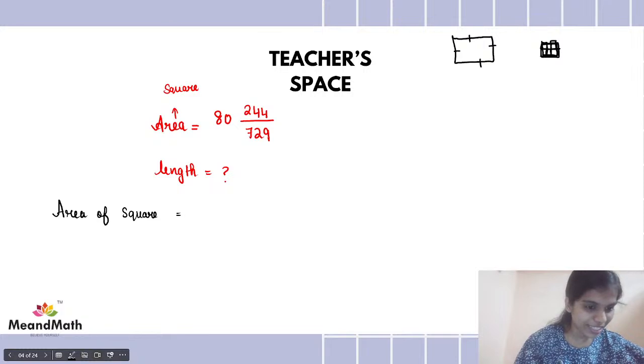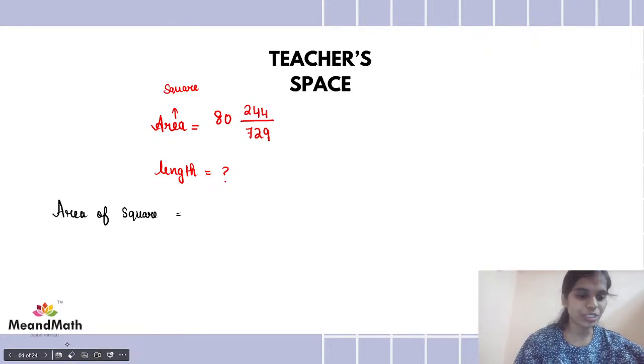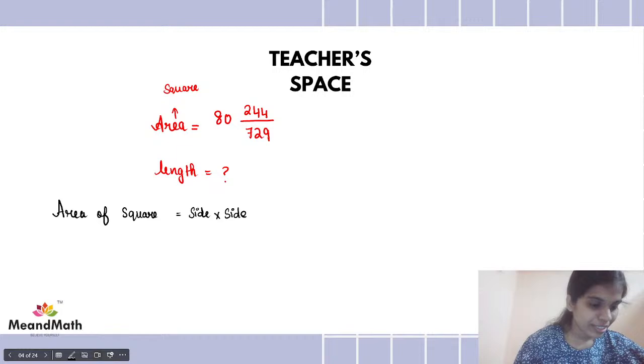Side into side. Very good, Danshika. Side into side. So here we are going to use that concept only. Area of a square equals side into side, which means if I find one side, that will be equal to my length. Hello Adarsh, happy to see you here. So area of a square equals side into side.